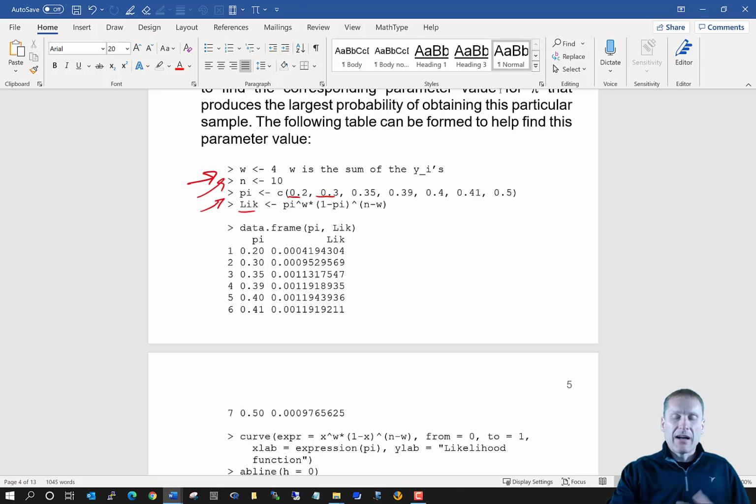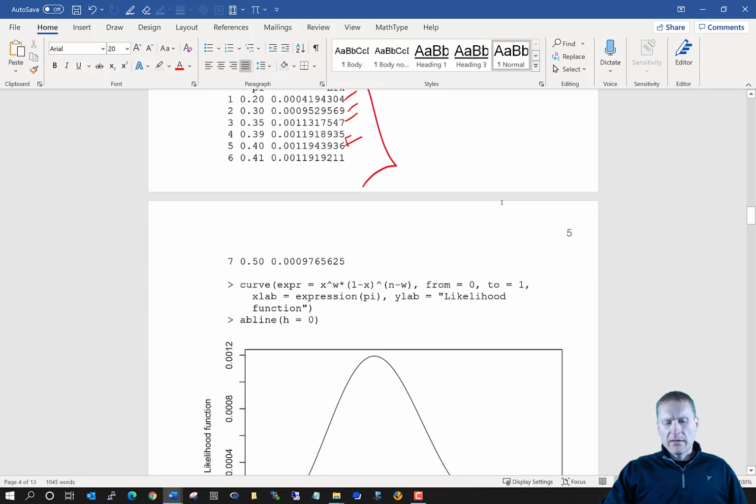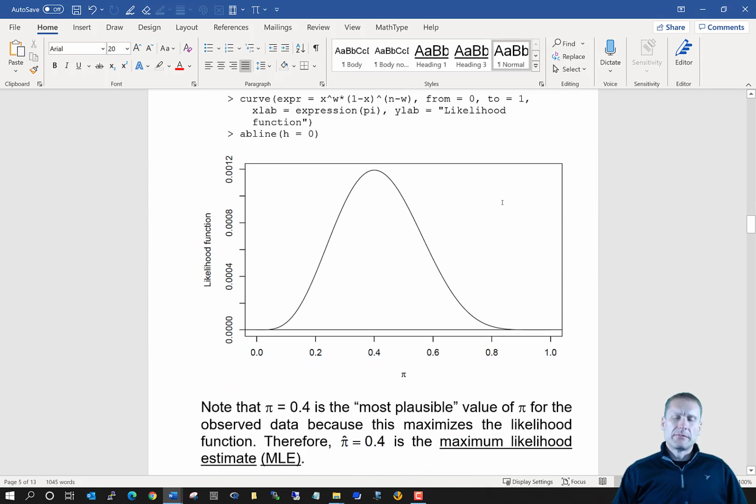And then my likelihood function, I just write it out in the corresponding syntax for R, and this is what we get. So when pi is 0.2, my likelihood function is 0.0004. When it's 0.3, it increases. When it's 0.35, it continues to increase. It increases all the way up to when I have pi equal 0.4. Then it starts to decrease again. And this is a plot of that likelihood function.